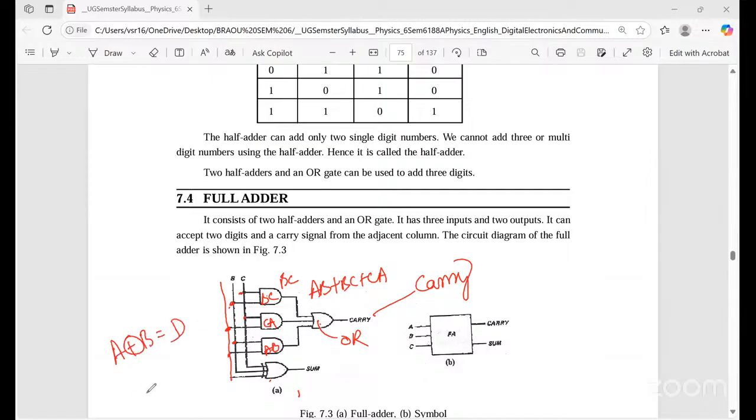We can call it D. Then D XOR C gives the sum value. So that is here the sum. You will get the sum value. Okay, getting my point? So you need to work out the full adder also.